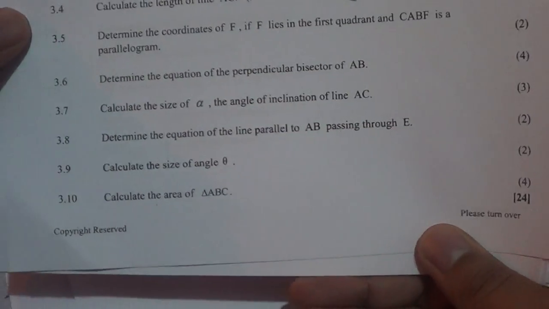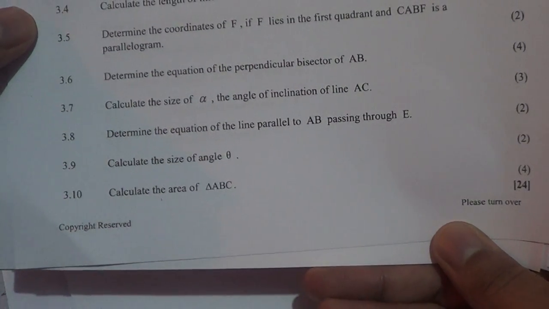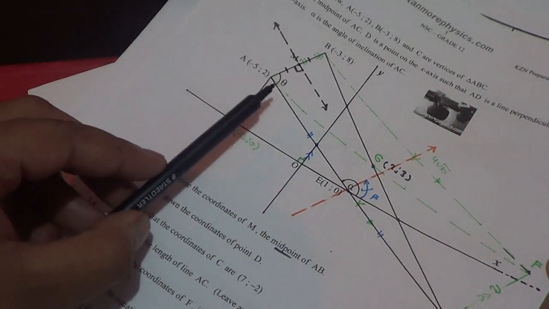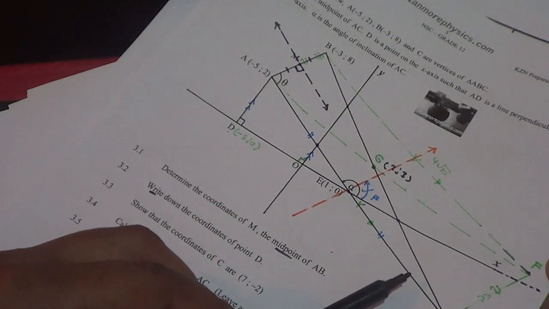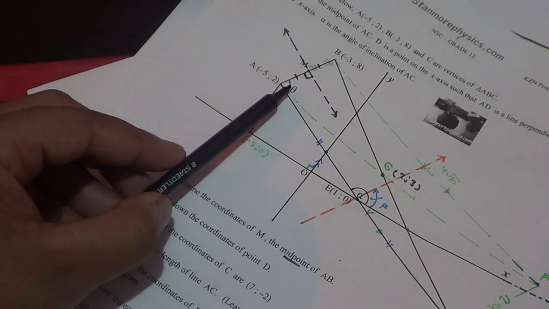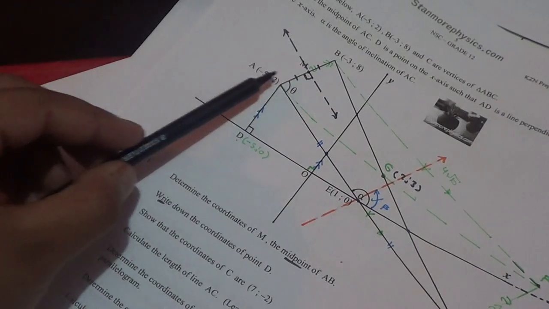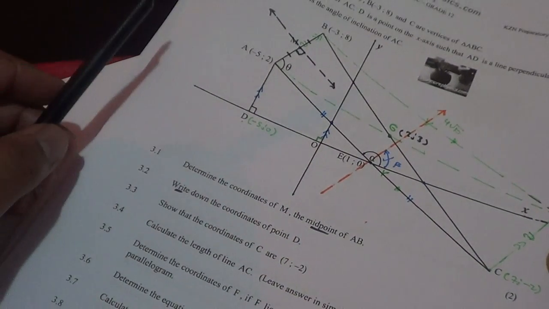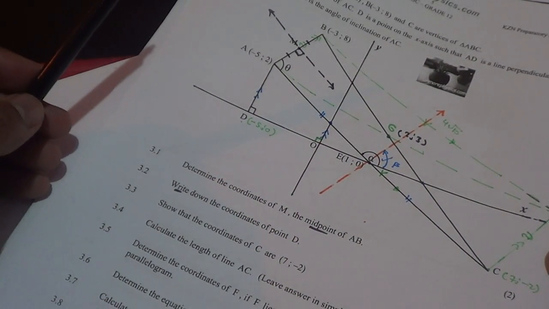Usually this very first question is tedious and tiring. Now they're saying calculate the area of ABC. Now it's easy because we already calculated AC. Now we have theta. All we need is basically AB. Once we find AB, we use our area rule. We don't want any more troubles for ourselves.